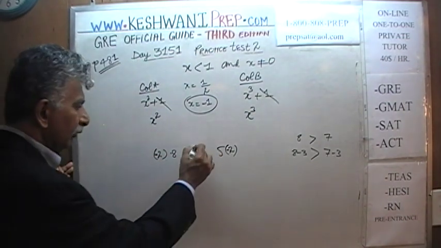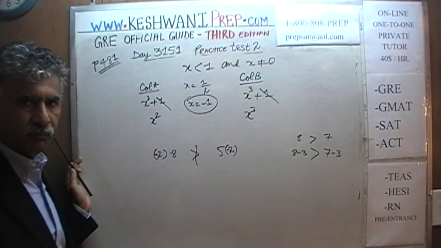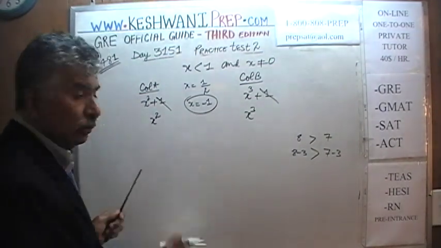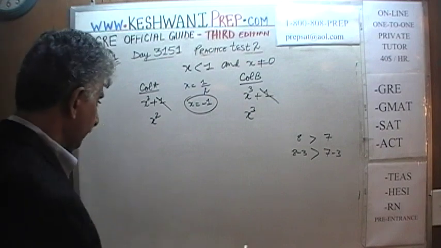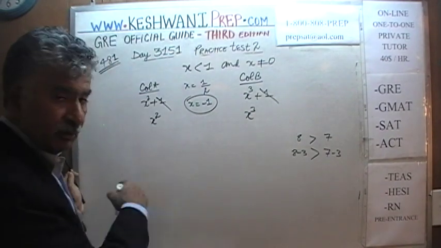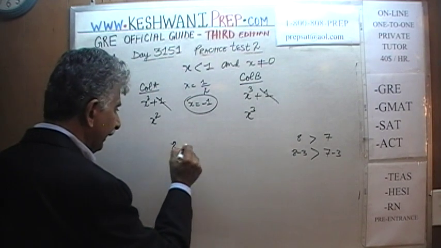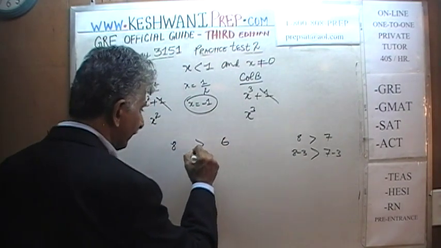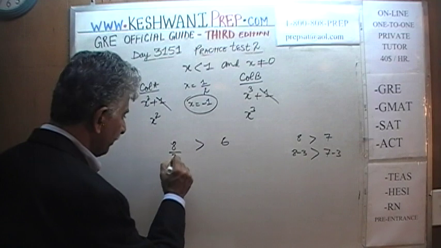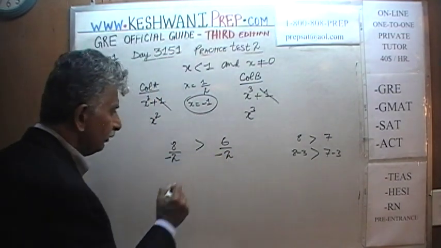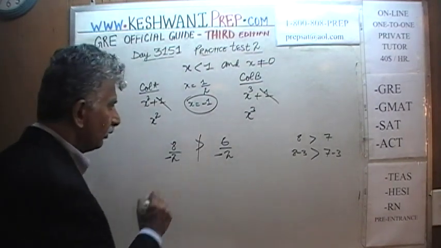Negative 2 times 8 is no longer bigger than 5 times negative 2. Similarly, we're not allowed to divide the two columns by a negative number because the direction of the inequality will change. For example, 8 is bigger than 6, obviously. So if you were to divide both columns by 2, we are still fine. But if we divide both columns by negative 2, we can't do that. This is no longer true.